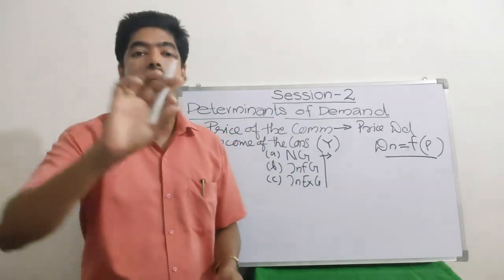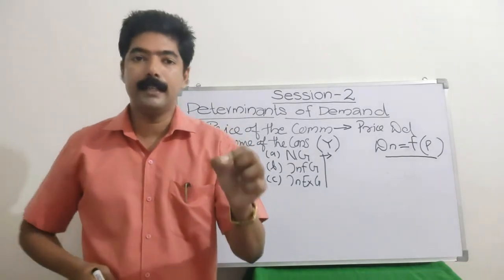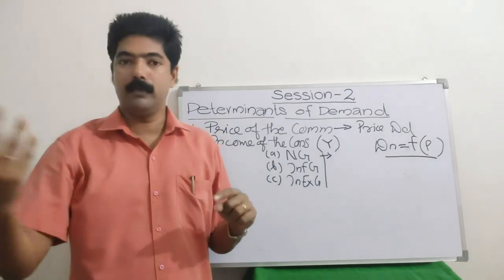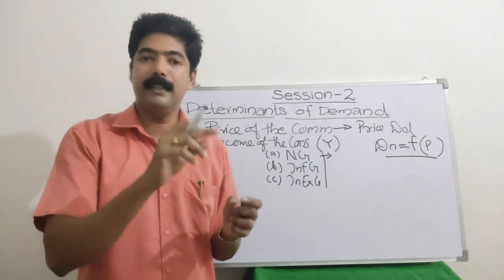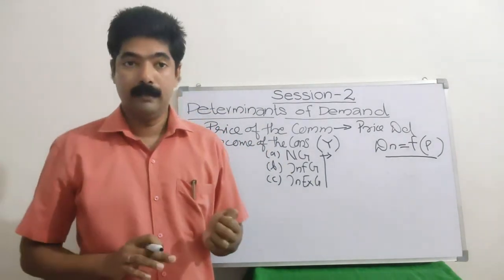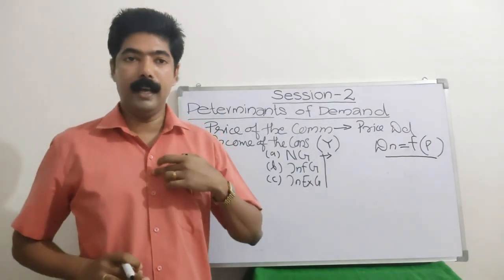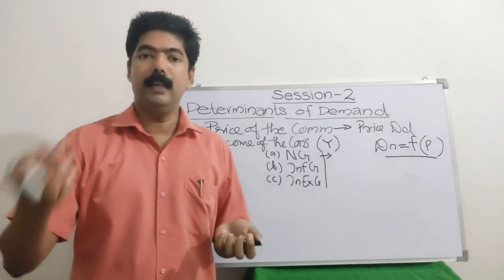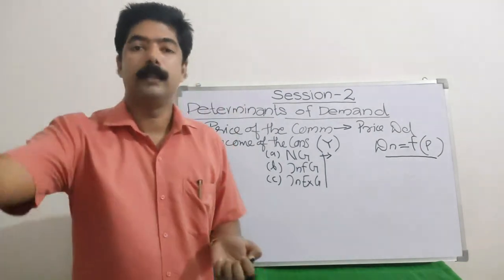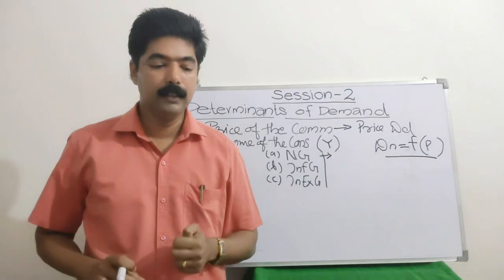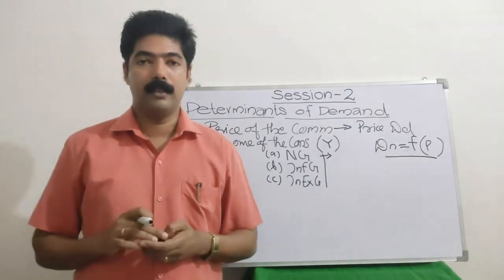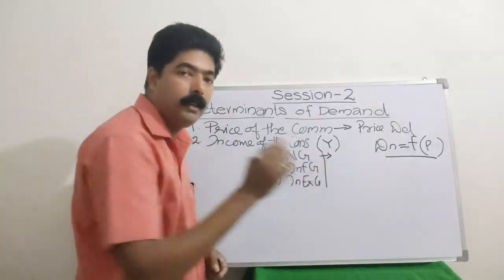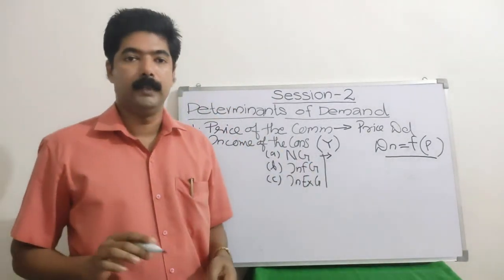For example, wheat and rice. Wheat is considered an inferior good by a consumer, and rice is a superior good, which means rice is superior to wheat. So when my income increases, I normally change my consumption pattern from wheat to rice. This is what is known as inferior goods. Therefore, in that case, what type of relation do we see? Inverse relation. Is that clear?